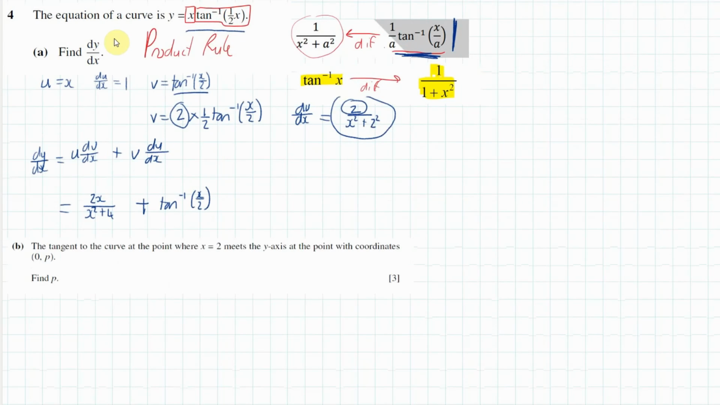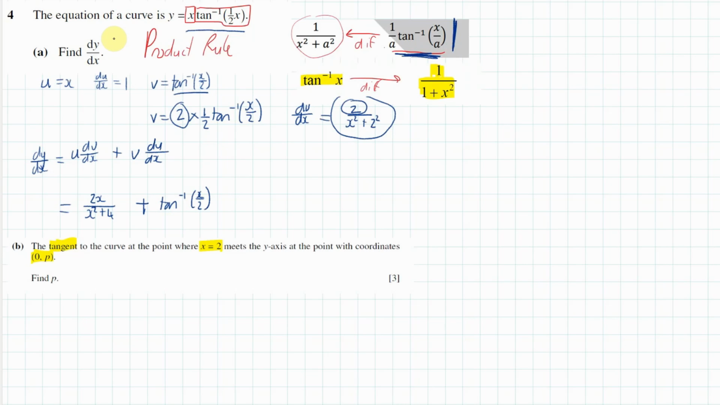Okay, now for the second part of this question, we've got a tangent to the curve at x equals 2. It meets the y-axis at a point with these coordinates, and we've got to find what that coordinate is. So in other words, we're trying to find the equation of a line, and then use that equation to figure out a point on the line given an x value.